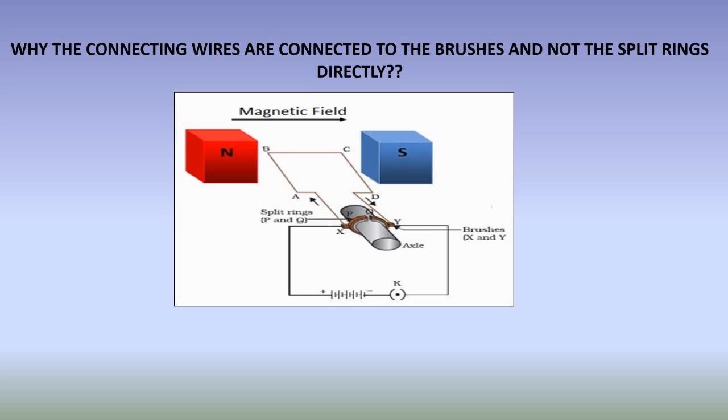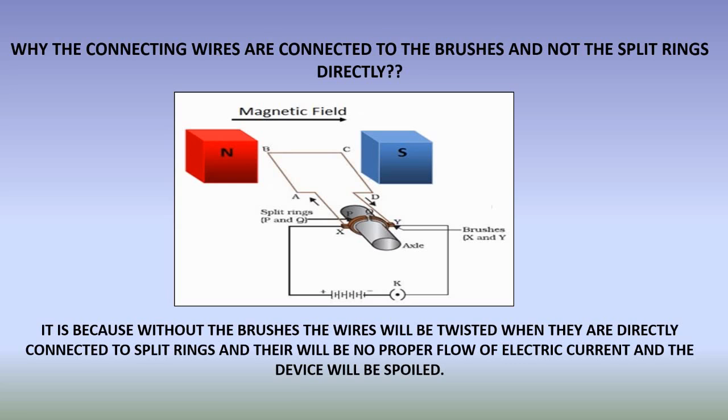Now students, when the current is passed, the coil rotates, and along with the coil the split rings also rotate. So if the connecting wires were directly connected to the split rings, the wires would also rotate and there would be a mess. There would not be a proper flow of current, and the coil won't rotate properly, and we would not get the mechanical energy as output.